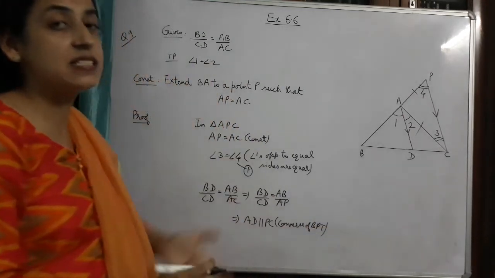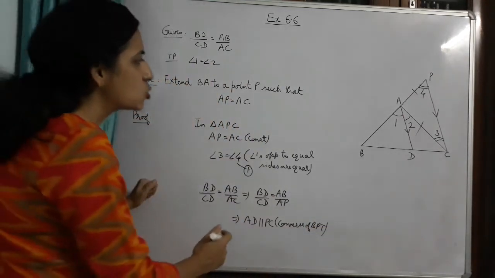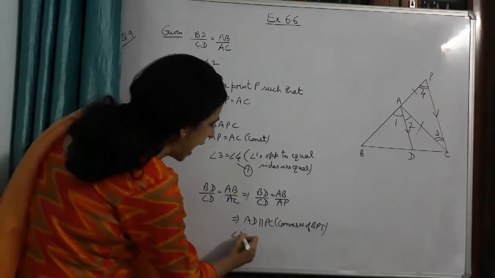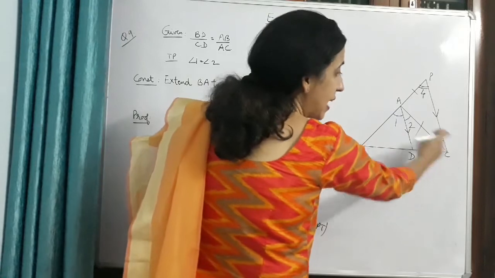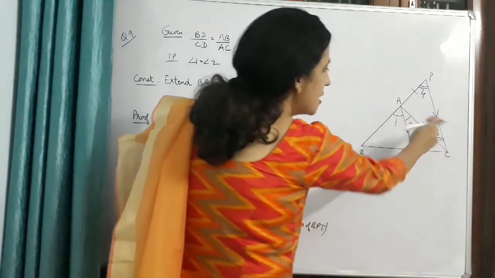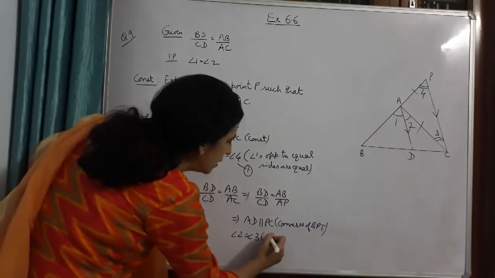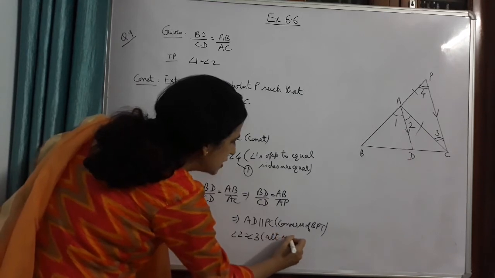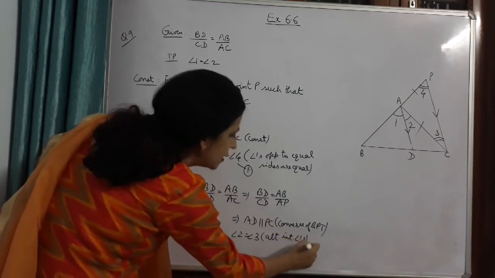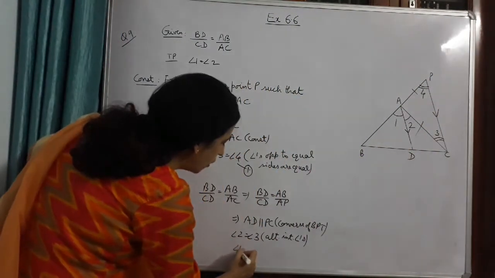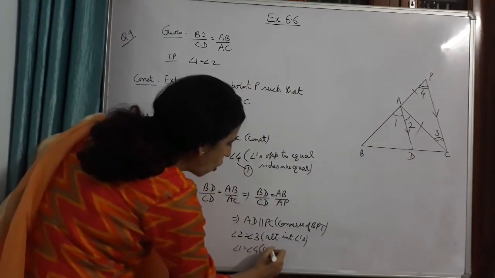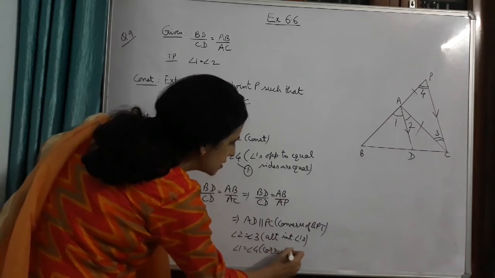Now since these are the two parallel lines, we obtain that angle 2 is equal to angle 3. These are the two parallel lines and this is the transversal. So angle 2 is equal to angle 3 because they are alternate interior angles, and angle 1 is equal to angle 4 because they are corresponding angles.